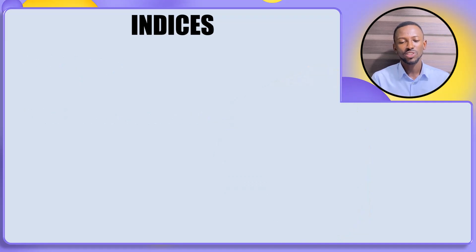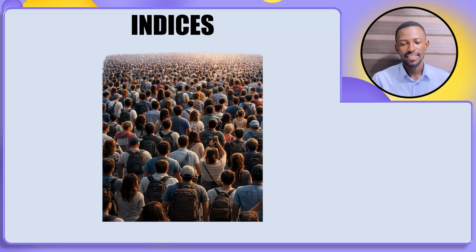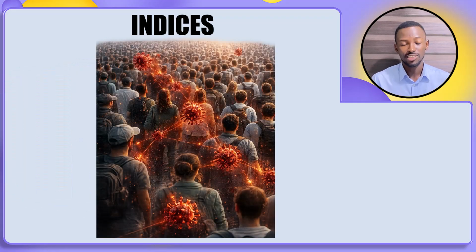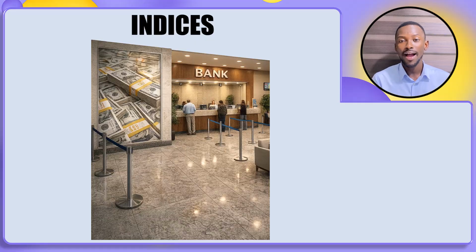And indices is not just a shortcut or a shorthand of writing things. It helps us to describe how things grow exponentially. For example, how a population grows, how viruses spread in a population, and how money grows in the bank.